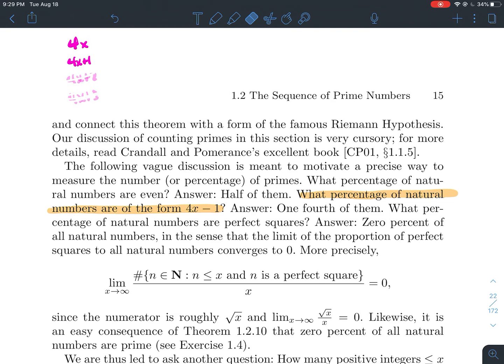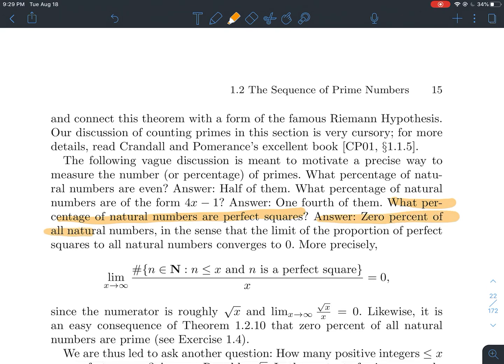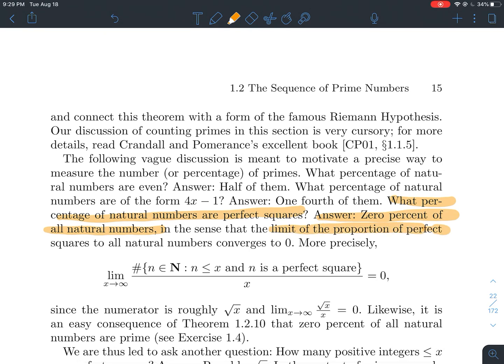Now, another more fun question is, what percentage of the natural numbers are perfect squares? And I love this. The answer is 0% of all of them, in the following sense, if we use limits. So let's think about the limit of the proportion of perfect squares to all natural numbers. In symbols, the limit of the proportion of perfect squares to all natural numbers. Here, by the way, this pound sign is the notation that Stein uses for the cardinality of a set. So we're counting how many natural numbers n are there that are less than a given number x such that n is a perfect square. So let me give you an example.